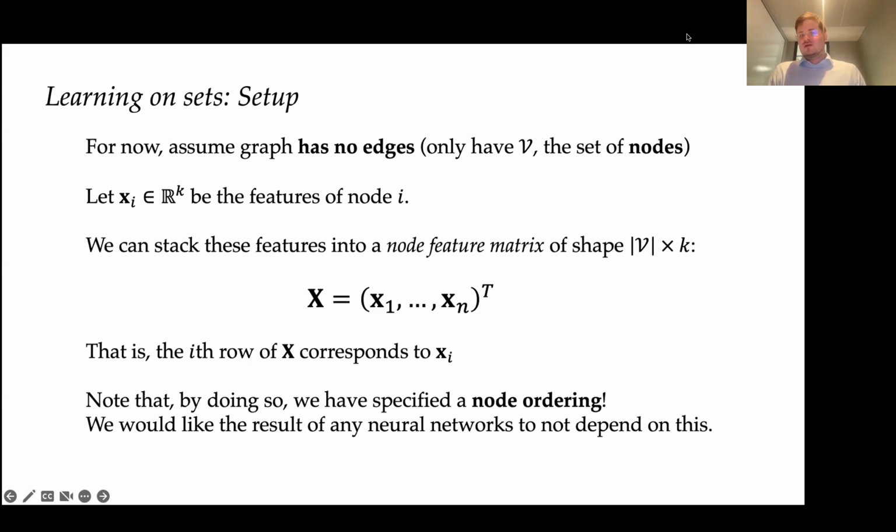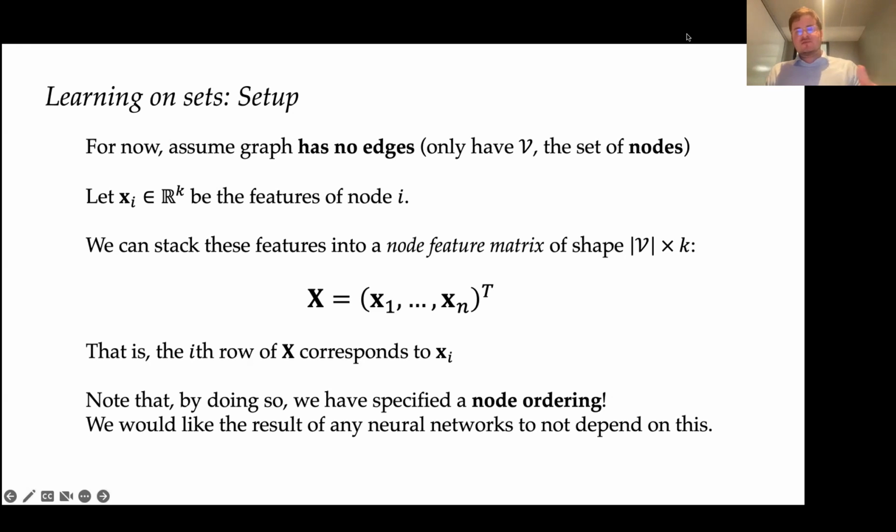So let's start with sets. We're going to assume that we are dealing with a graph with no edges. So our domain omega is just a set of nodes V. And as we discussed, it will be useful to featureize this domain. So we will attach to every node i in this set a feature vector xi, which is some k-dimensional vector giving you the features of that node. So in this case, our feature space is R to the k.